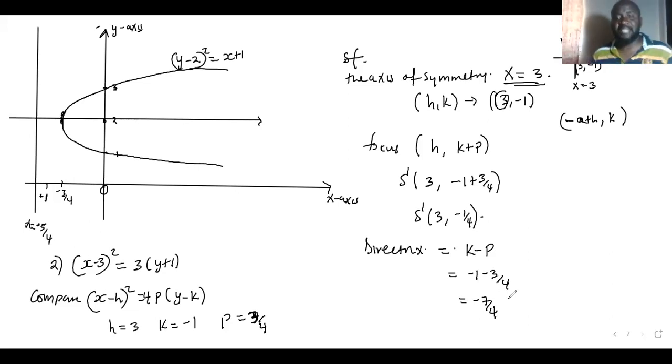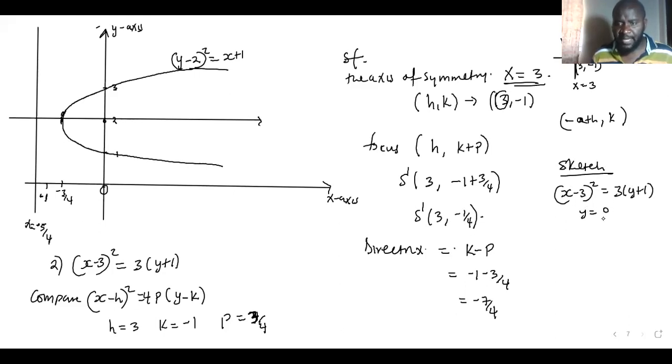So with that, they can also ask us to sketch the curve. In sketching the curve, this is what we are going to expect. To sketch, let us first identify what happens. The curve is x minus 3 squared is equal to 3 into y plus 1. So when y is 0, you realize that x minus 3, because when y is 0, it gives you the two cutting points. So this will give us x minus 3 is equal to plus or minus root of 3.